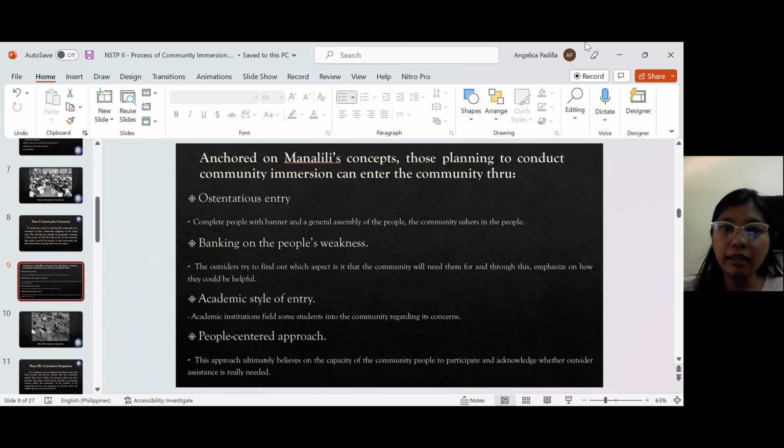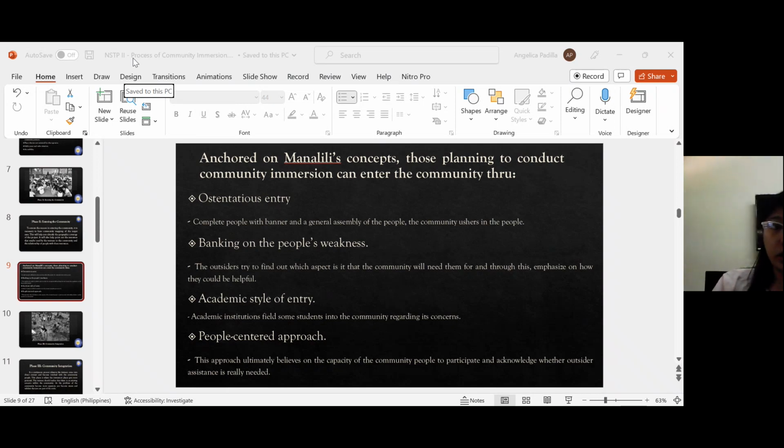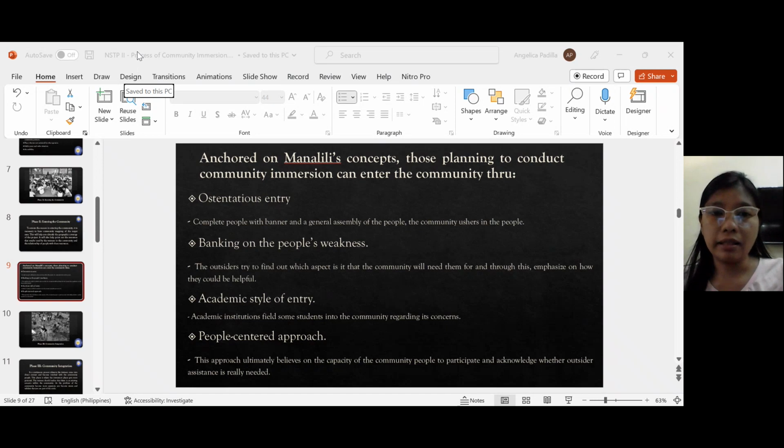So anchored on Manalili's concepts, those planning to conduct community immersion can enter the community through ostentatious entry. What does it mean by ostentatious entry? Complete people with banner and a general assembly of the people, the community ushers in the people. Okay, so yun yung ostentatious entry, pero mukhang hindi tayo dyan kasi selected lang naman yung mga pwede nating tulungan given our limited resources. At yan, mga estudyante kayo, and for fulfillment ng ating kurso, pipili lang tayo ng medyo maliit lang na within our capacity.